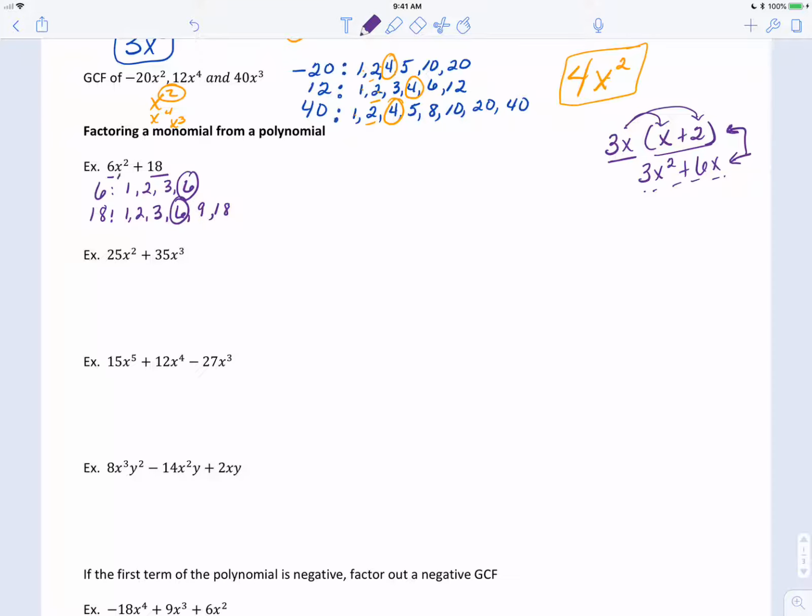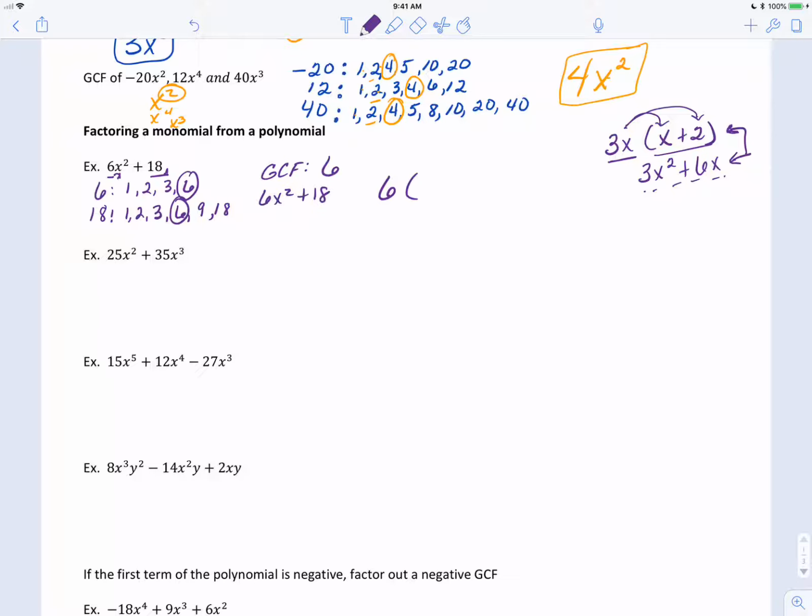Well, notice we have an x squared here, but we do not have any x's here, so we cannot take out any of those x's. So we're just going to say that the GCF of these two terms is 6. Well, what happens if we take 6 out of both of those terms? Well, it's like you're dividing. So we're going to say 6x squared plus 18.